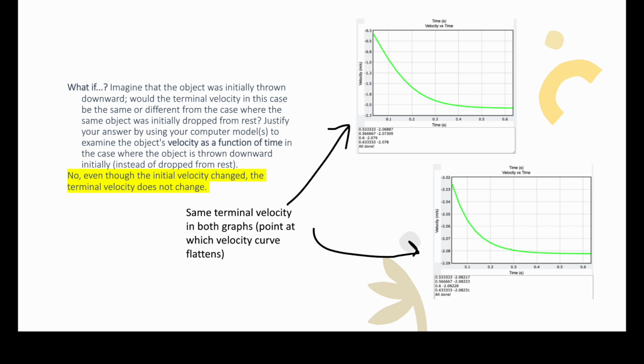Now, what if the object was initially thrown downwards? Would this affect the terminal velocity? And the answer is no, as shown in the two graphs. I made the initial velocity of one graph equal to -2, and both reached the same terminal velocity of around -2.1. Thank you.